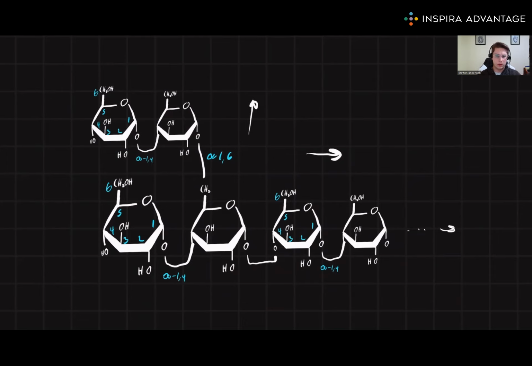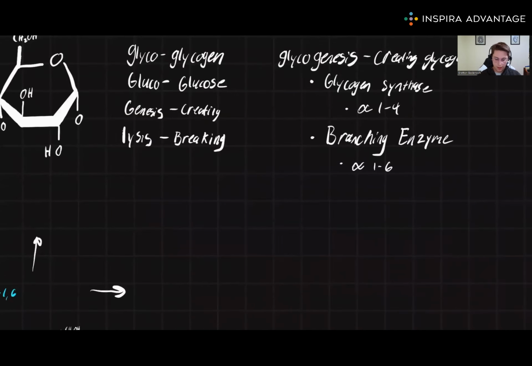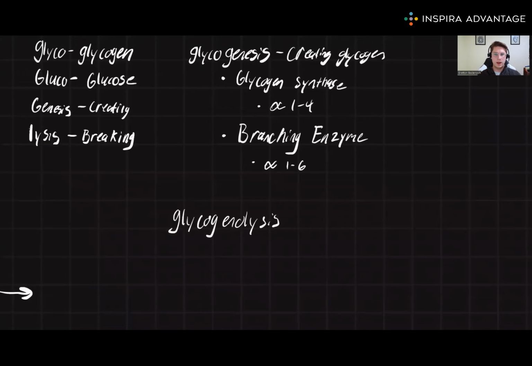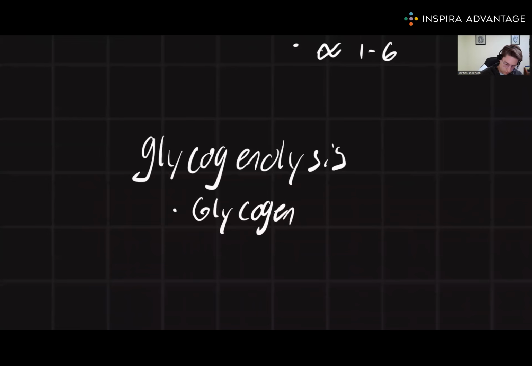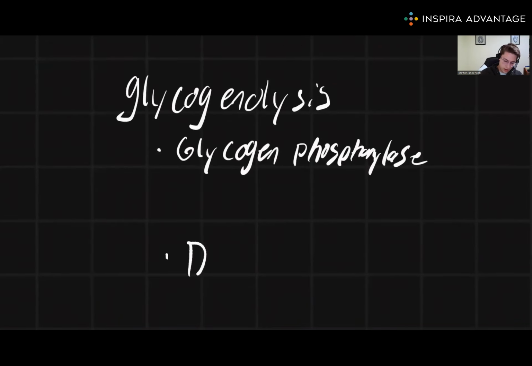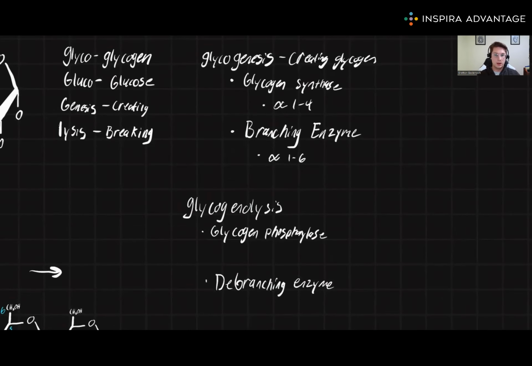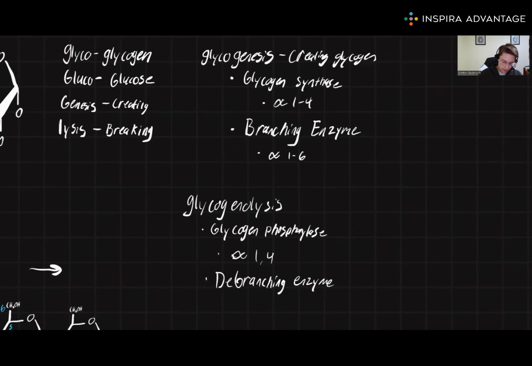It's great to store glycogen for later use, and when we want to use it, we need to break it back down or lyse it, thus glycogenolysis. Again, we need 2 specific enzymes to do this. They are glycogen phosphorylase and the creatively named debranching enzyme. And these are much like their counterparts when we were doing glycogenesis. Glycogen phosphorylase is going to break those alpha-1,4 bonds, and debranching enzyme is going to break the alpha-1,6 bonds.